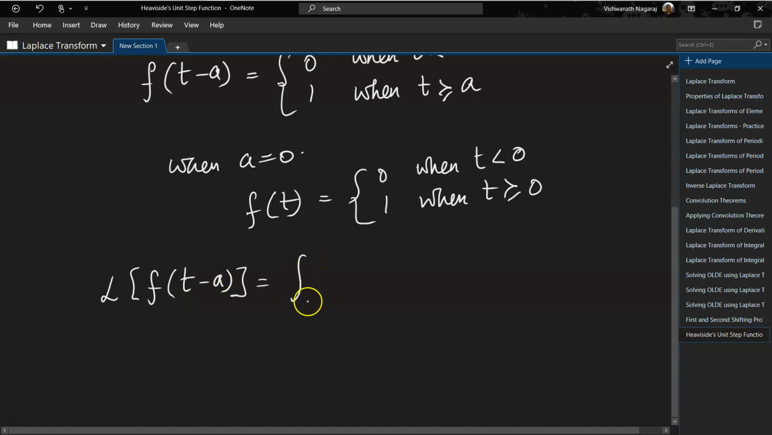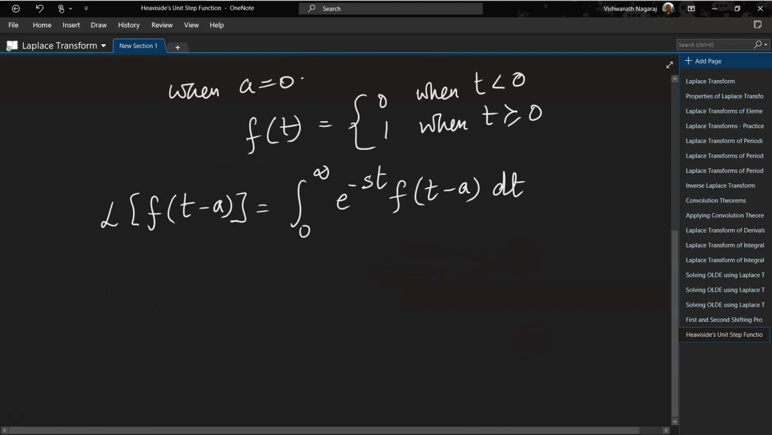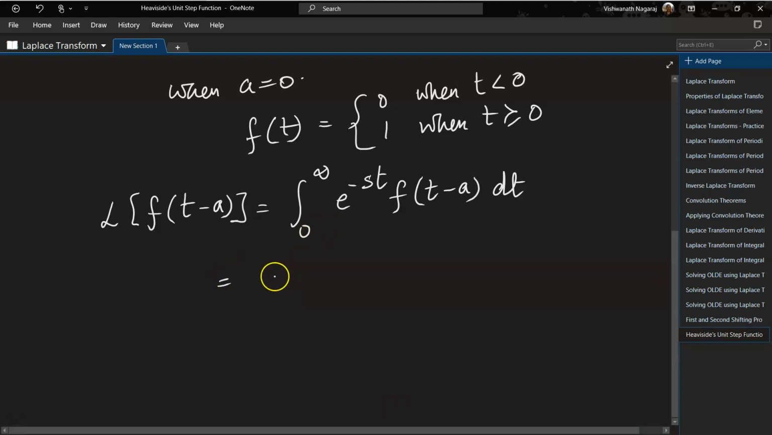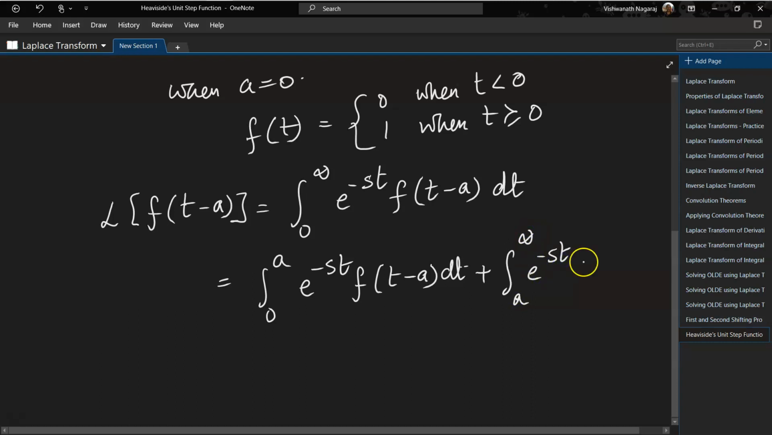So let's begin. Let's apply the integral: 0 to infinity of e to the power of minus st f of t minus a dt. Again, since it is a unit step function, remember our previous session, we can split this integral into two parts. What are they? 0 to a of e to the power of minus st f of t minus a dt, plus from a to infinity e to the power of minus st f of t minus a dt.